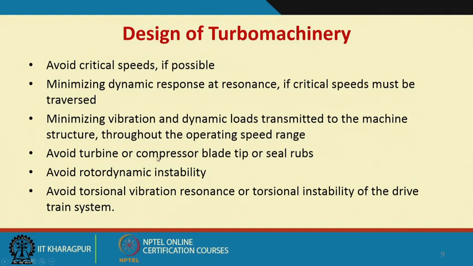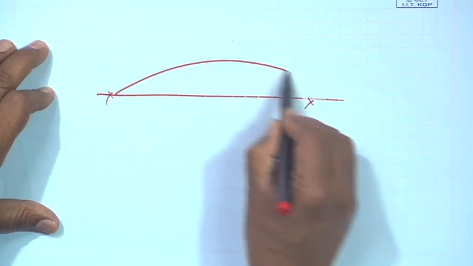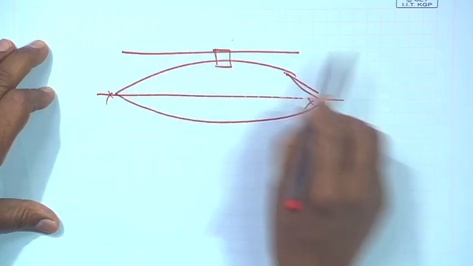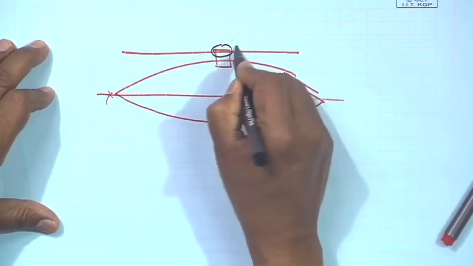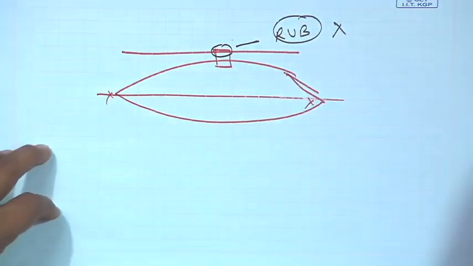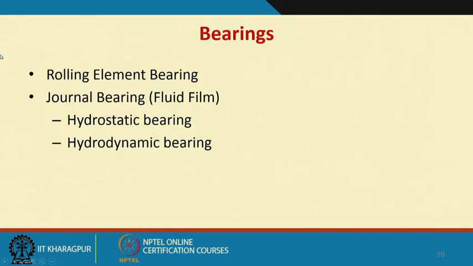Avoid turbine or compressor blade tips or seal rubs, because this rubbing would occur, as I was telling you, because of large motions. The rotor is going to hit the casing. This rub has to be avoided, and we must also avoid torsional vibration resonance or torsional instability of the drivetrain system.